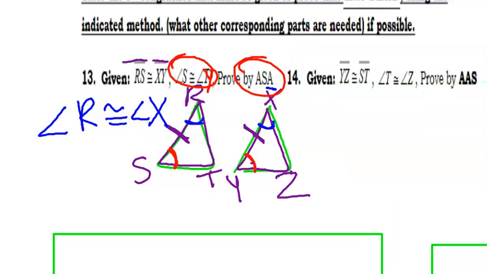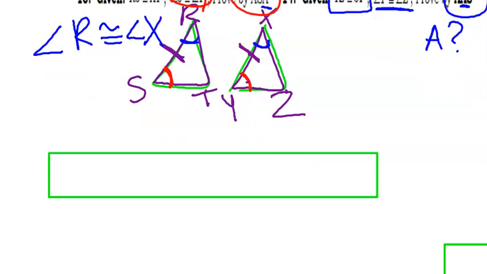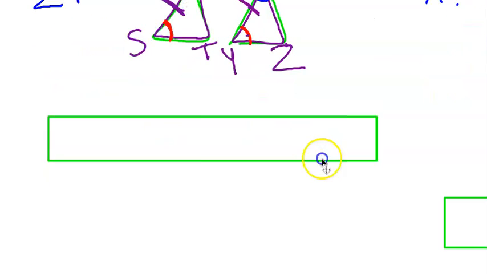Okay, number 14, how do I get angle, angle, side? Well, I was given a side, I was given an angle, I need another angle congruency, but that angle needs to be, so the side isn't in between the two angles. So draw the two triangles again and see what else you need. What other angles need to be congruent to prove that AAS?